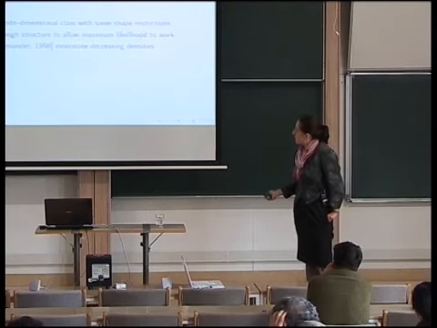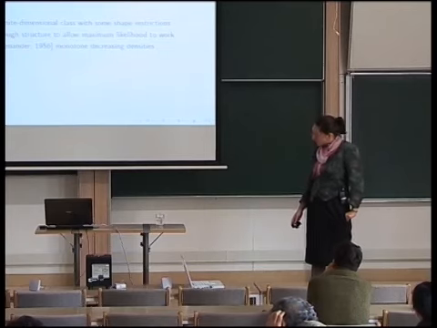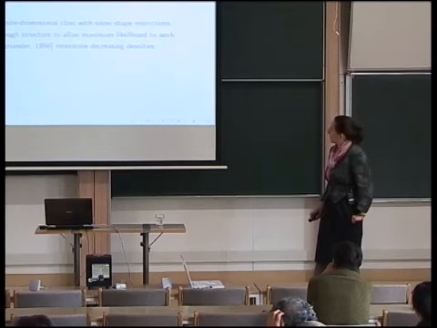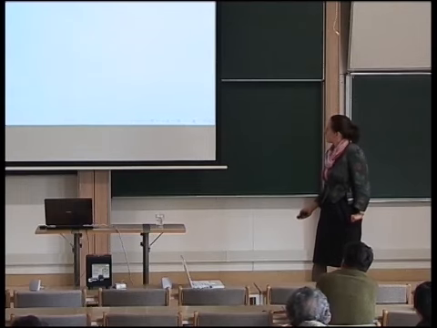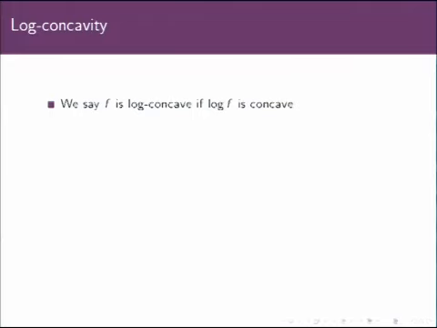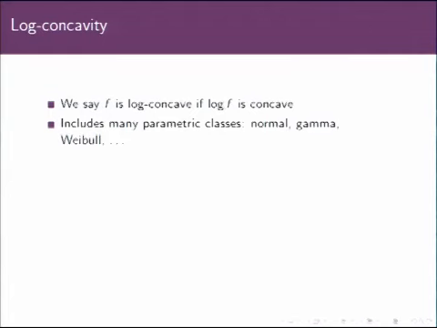And there's also been work on other classes of densities. But what I've been thinking about in particular is log-concave densities. So this sounds like a kind of artificial property. We say that f is log-concave if its logarithm is concave, which sounds quite abstract. But this includes a lot of parametric classes, for example, normal, gamma. So for example, the normal, e to the minus x squared, the logarithm is going to be a parabola, so that's a concave function.